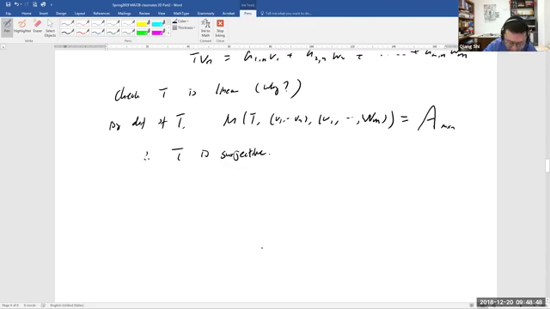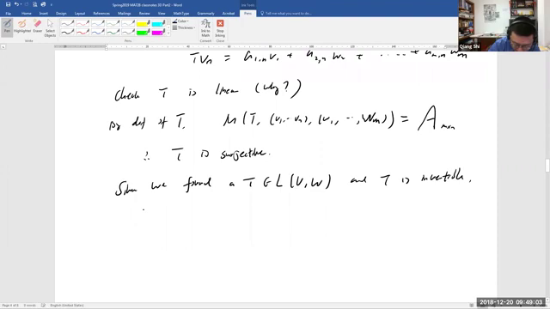All right, so since we found the T, which is linear, or actually I still need to check this linear, all right, and the T is invertible, thus, right, this V is isomorphic to W. All right, so this is the major theorem, one of the major ones we proved.